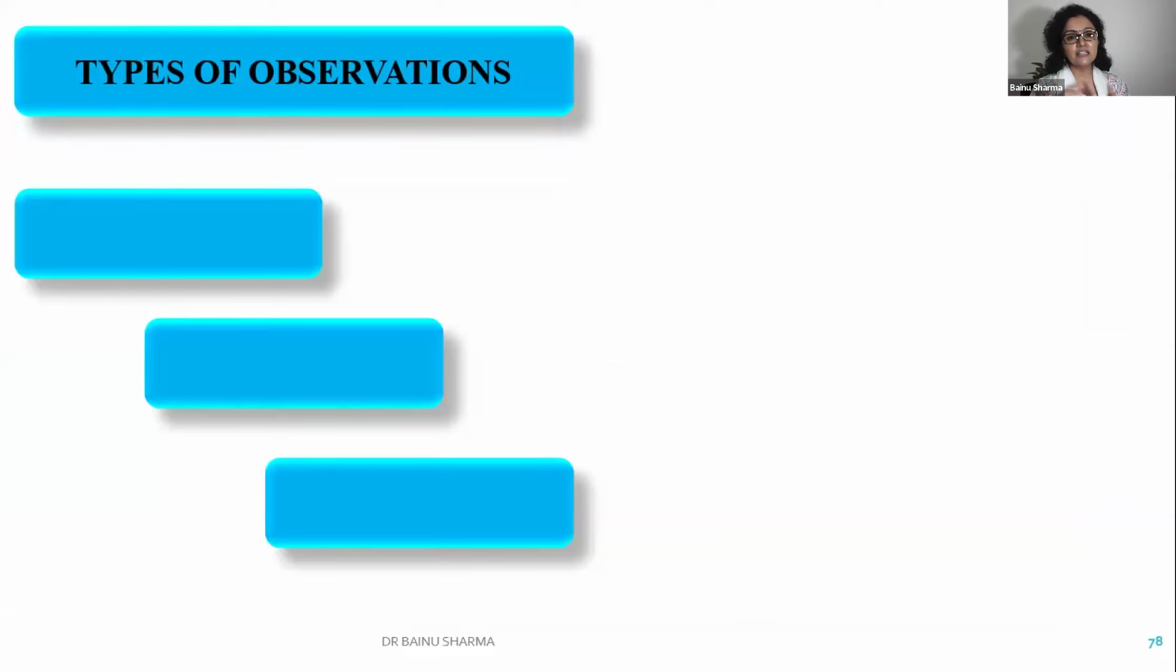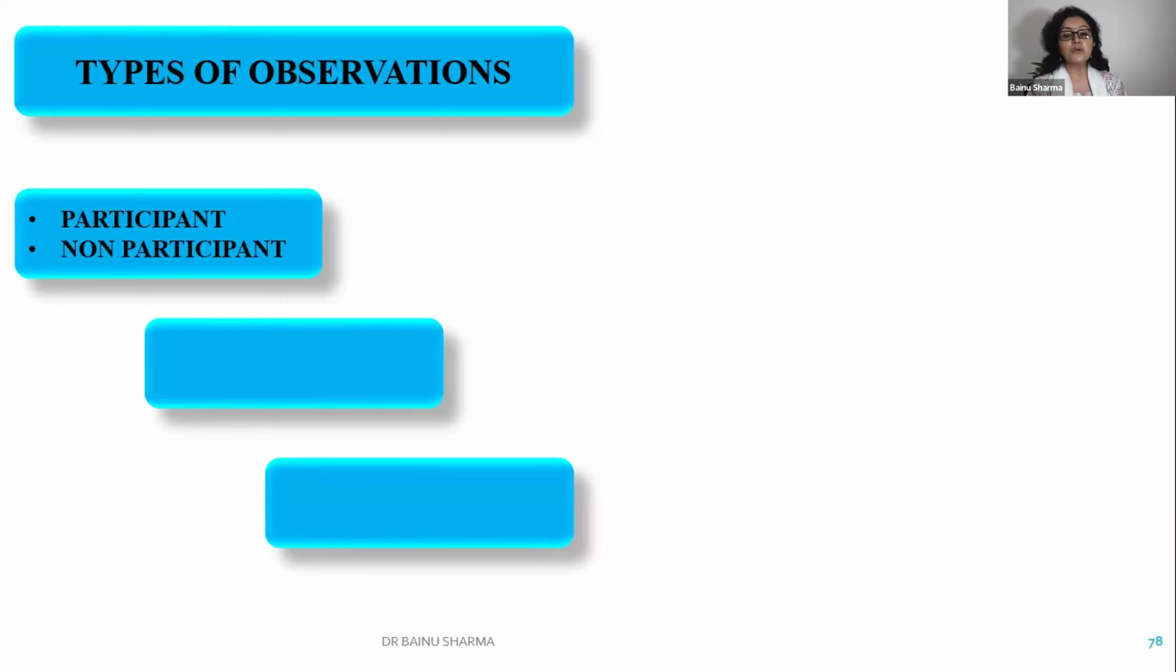Basically, I'll tell you in a very summarized way about the types of observation, because I don't know how many of you will be listening from a researcher point of view. So types of observation, basically we have participant and non-participant observation. In participant observation, as the name suggests, the researcher who is doing the research himself becomes part of that activity or part of that research about which he is studying.